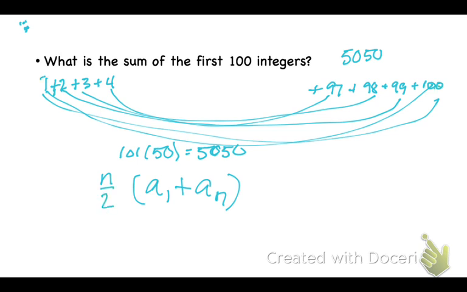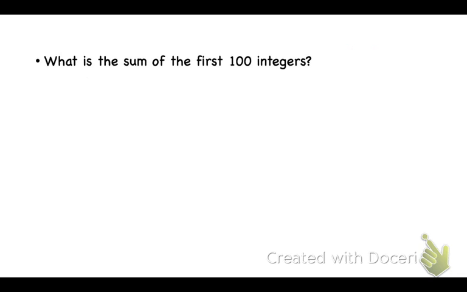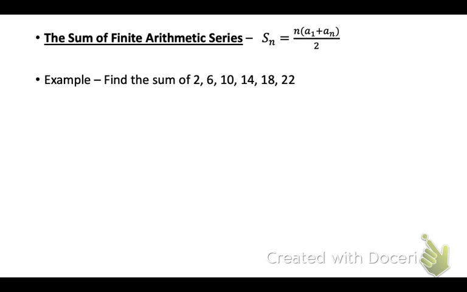Because 1 to 100, what's your n? 100. There's 100 things between 1 and 100. And he divided it by 2 because he had 50 pairs of numbers. Now, it's not always going to be even, but when we divide by 2, we always end up with a decimal 0.5, don't we? So it shouldn't be too hard. So what we have is a formula that works for finite. What does finite mean? What does infinite mean?